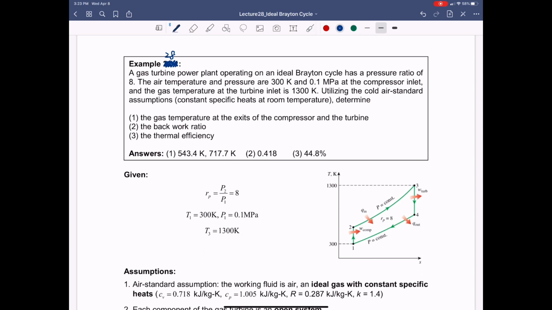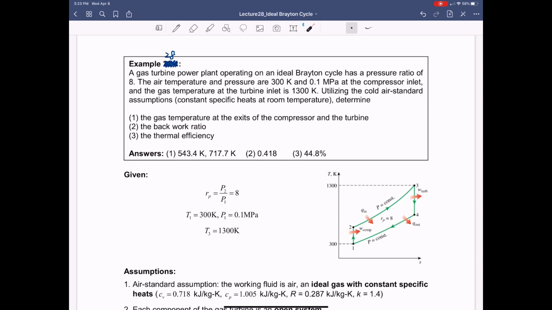Now we are going to use the cold air standard assumption, which is basically the same as constant specific heats at room temperature. So we assume that the air is an ideal gas and its specific heats are constant at room temperature. That is what the cold air standard assumptions mean.